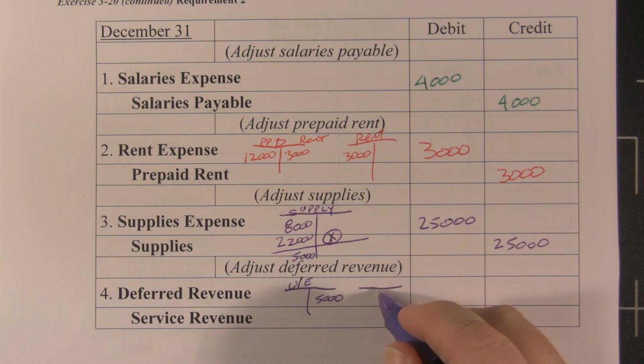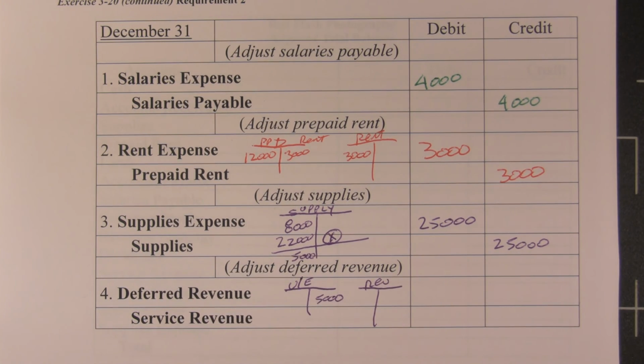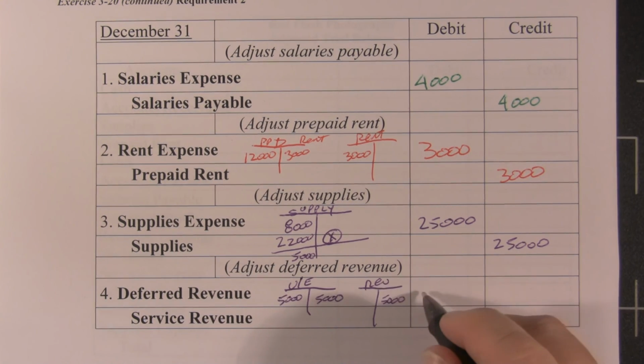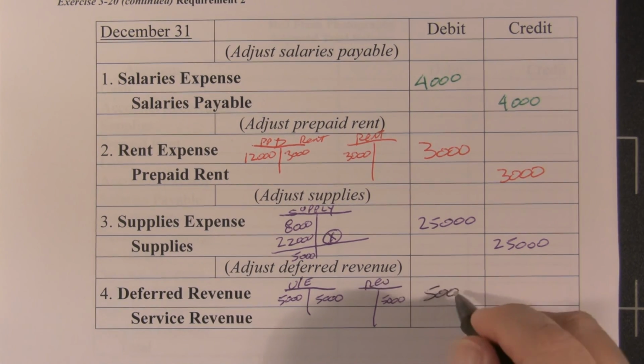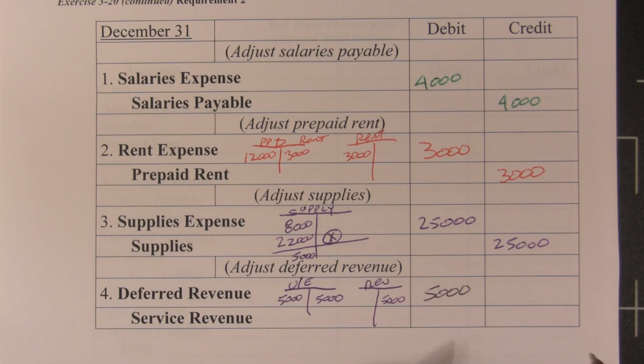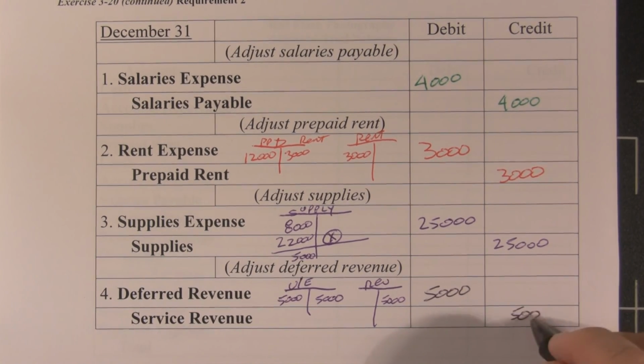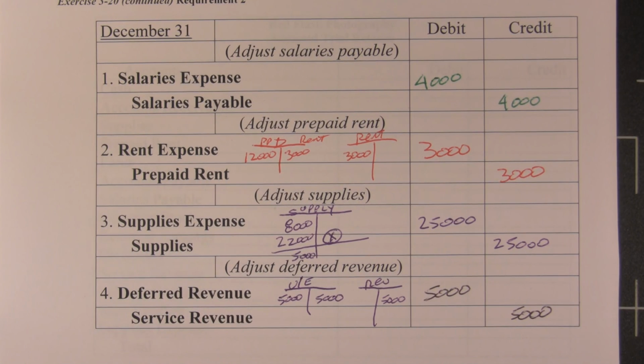So we have to move it from unearned to revenue, and we do that by debiting unearned revenue and crediting revenue. And that's what it will do. We will debit unearned revenue for $5,000 and credit revenue for $5,000. These are the year-end adjusting entries that are required based on this information.